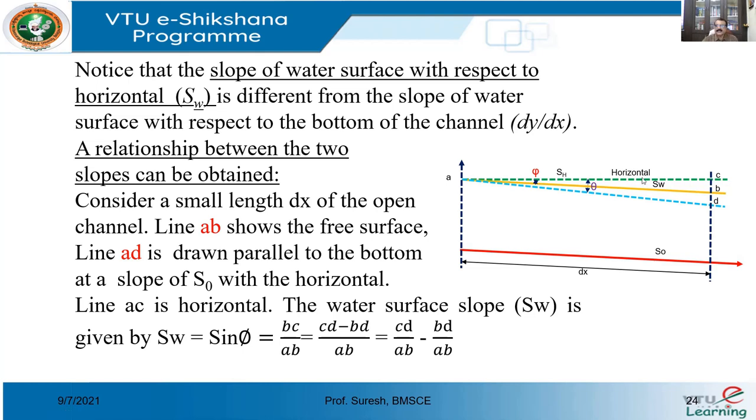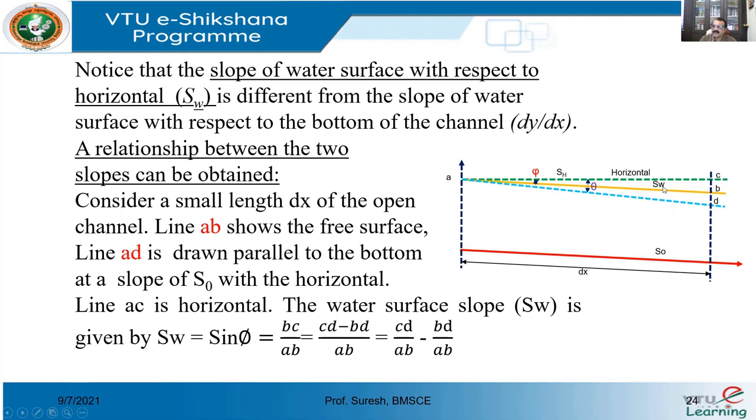In this case, line AB, this yellow line, represents the water surface slope. Let me repeat, AB represents the water surface profile. AD is a line drawn parallel to the bed slope. Line AD is drawn parallel to the bottom slope of S0 with the horizontal. Line AC is a horizontal line. Now, let us represent the angle made by the water surface profile with respect to horizontal as phi, and the angle made by the bed slope with respect to horizontal as theta. Please refer to this figure.